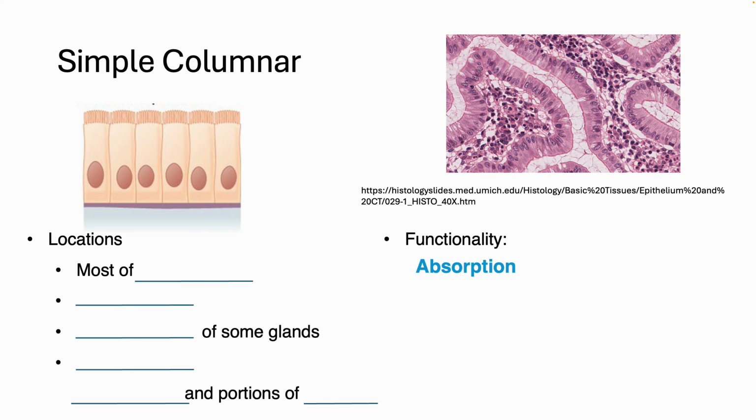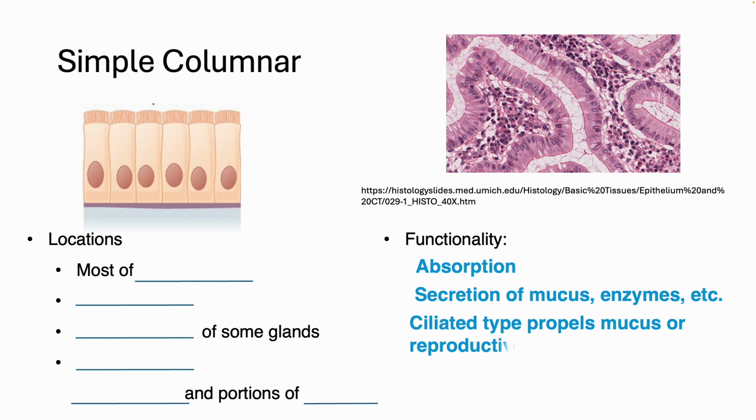The simple columnar is also going to be involved with absorption. It also plays a role in secretion of mucus and enzymes. You will also find a type that is ciliated. The ciliated type are going to help propel mucus or reproductive cells. So you find this in most of the digestive tract, the gallbladder, the excretory ducts of some glands, and the small bronchi, as well as uterine tubes and portions of the uterus.